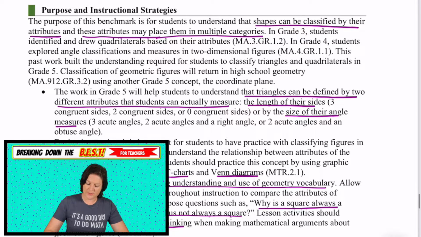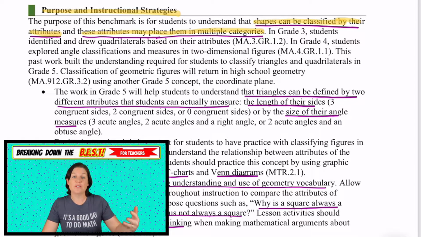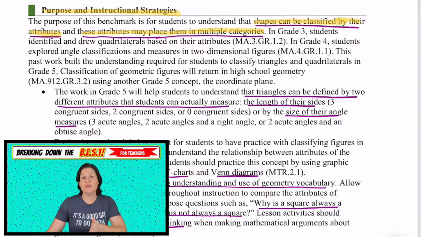All right, here is the purpose and instructional strategies section. Let's see what jumped out at me. It says the purpose of this benchmark is for students to understand that shapes can be classified by their attributes, by their characteristics. And these attributes may place them in multiple categories. For instance, a triangle could be an equilateral triangle, which is based on the sides, and it could also be an acute triangle because it's based on the angles too.